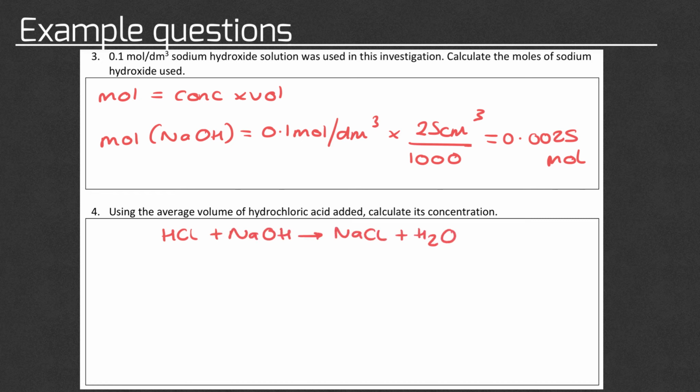Question 4 says using the average volume of hydrochloric acid added, calculate its concentration. We would start by writing a balanced equation for this reaction, noting that the acid and alkali are in a 1-to-1 ratio, so 1 mole of acid reacts with 1 mole of alkali. We would write out our equation linking moles, concentration and volume, so moles equals concentration times volume, and rearrange that to find the concentration, which would be concentration equals moles divided by volume.